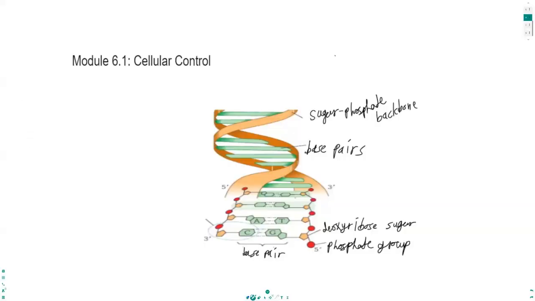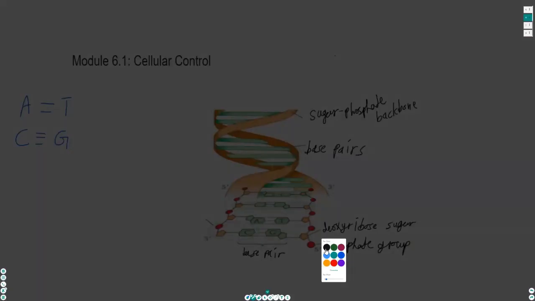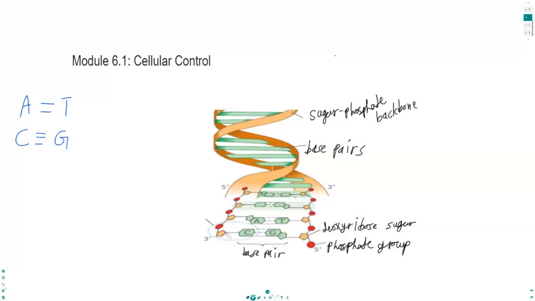So the base adenine always pairs with the base thymine, and cytosine pairs with guanine. Adenine pairs with thymine, and these make two hydrogen bonds, and cytosine makes three hydrogen bonds with guanine. Now, if you put one deoxyribose sugar, one phosphate group, and one of these bases together, you get one nucleotide.